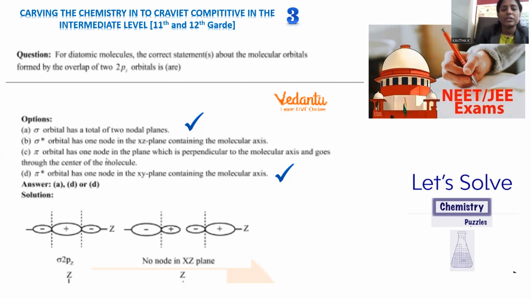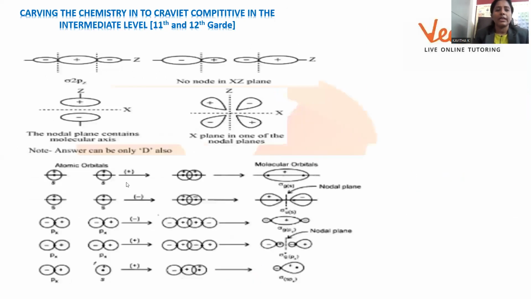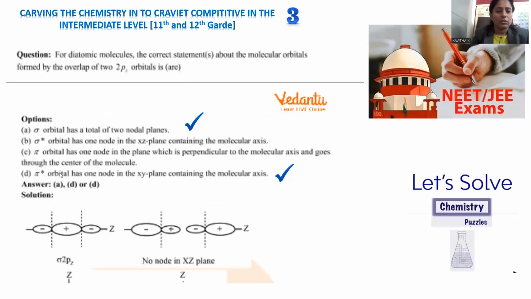Pi orbital has one node in a plane which is perpendicular to the molecular axis and goes through the center of the molecule, they are saying. If you see the pi orbital, this is the one pi orbital. If you notice, you can locate one vertical and one horizontal plane. So that we can't say, that is also not correct. Pi star orbital has one node in the XY plane containing the molecular axis.